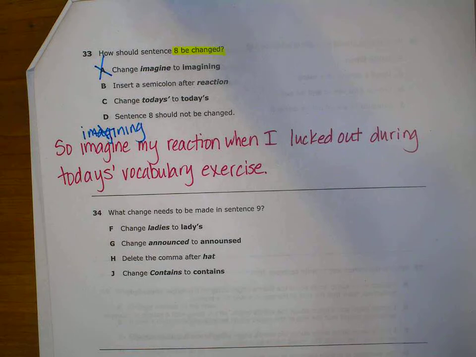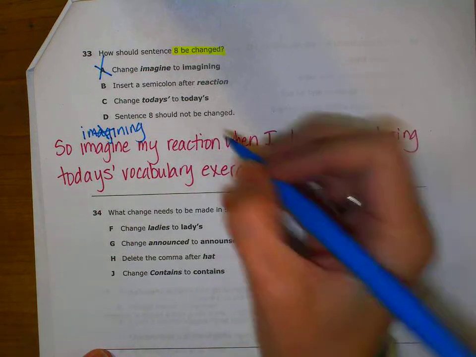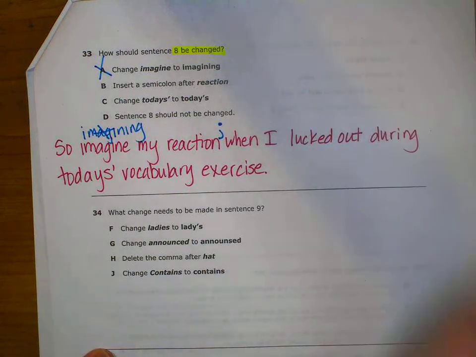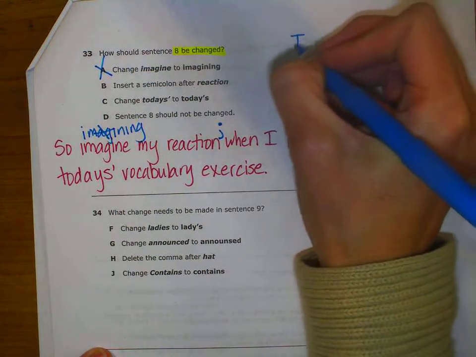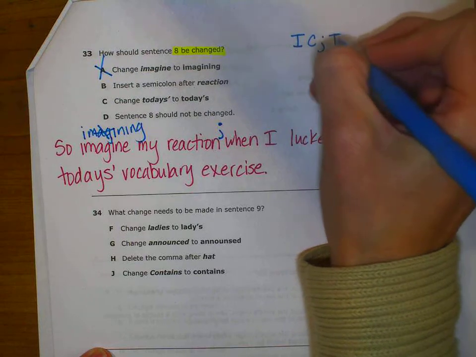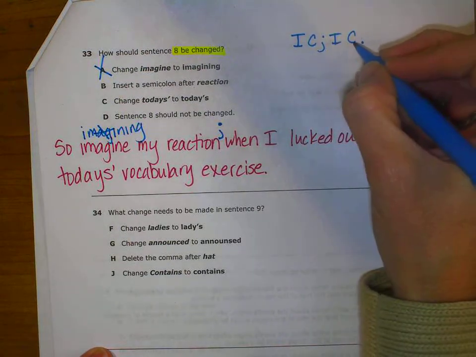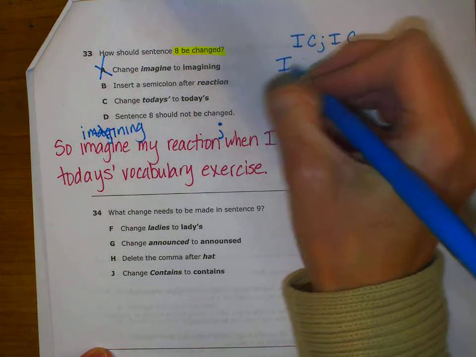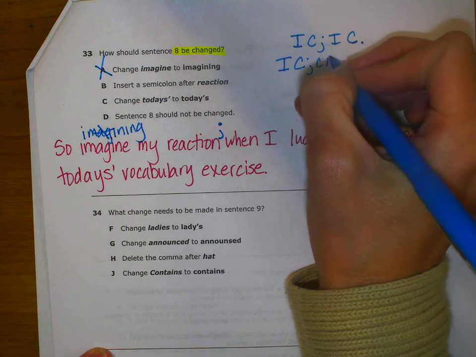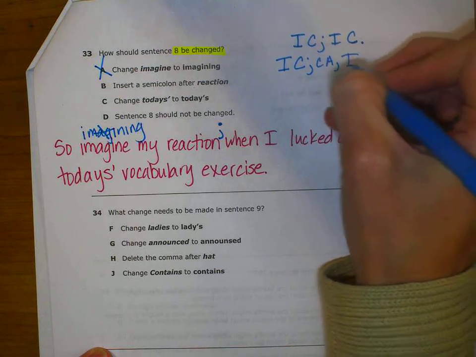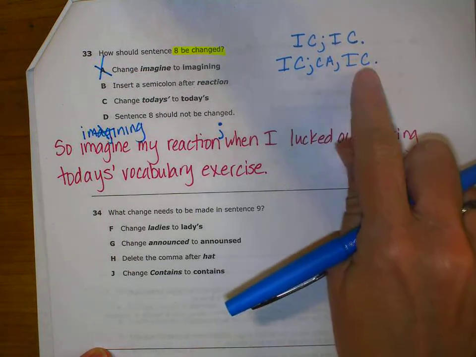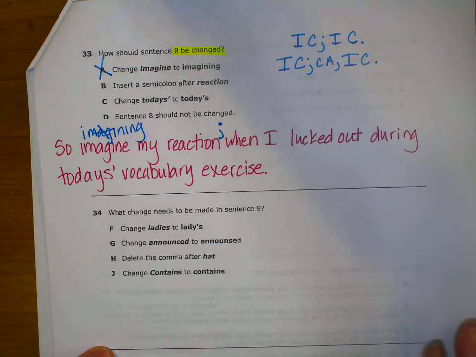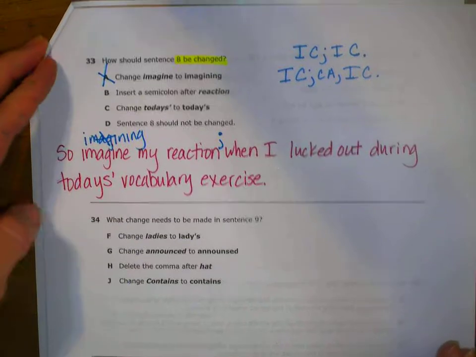Let's look at B. Insert a semicolon after reaction. Here's reaction, here's my semicolon. Well, I need to think. My pattern for semicolons: IC, semicolon, IC. That means two complete sentences separated by a semicolon. My other option is IC, semicolon, conjunctive adverb, comma, IC, period. Two complete sentences still. The second one begins with a transition word or a conjunctive adverb. Okay, so let's see if these match.